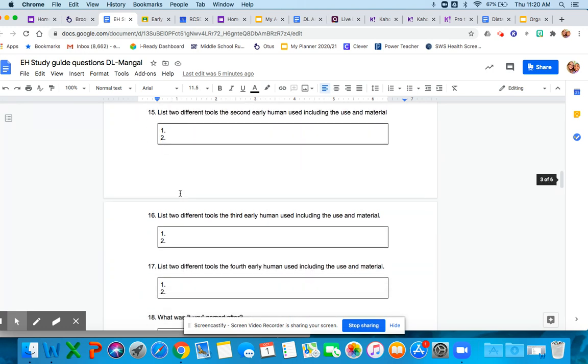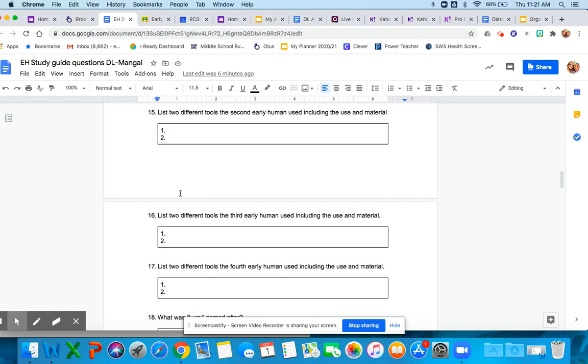Number 15, list 2 different tools the second early human used, including the use and material. So they didn't have any specific tools like the other 2 humans that we're going to talk about in a second, but they did create their own tools, and they were basically sharp sticks and sharpened rocks. And they used that by banging the rocks together and getting pieces of the rock that were sharp, or they banged them together to make them sharp.